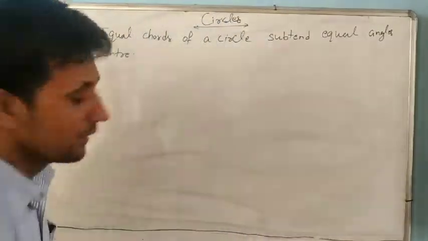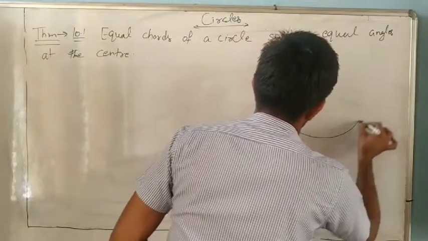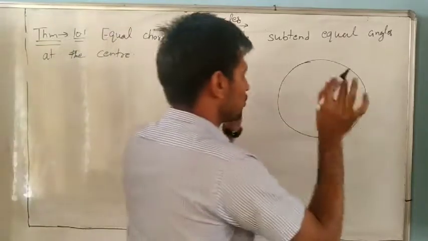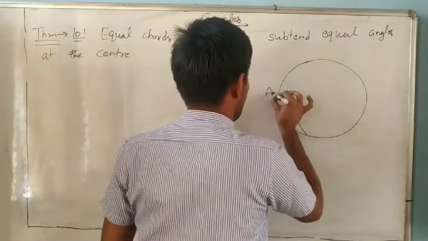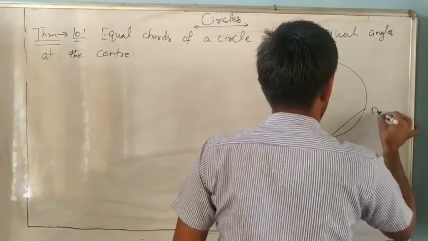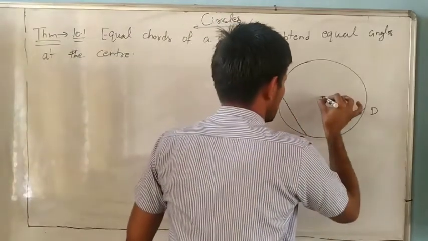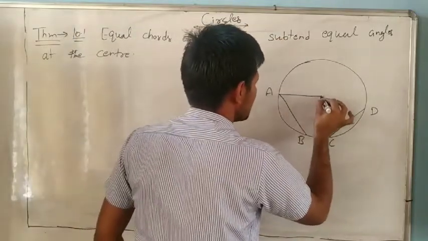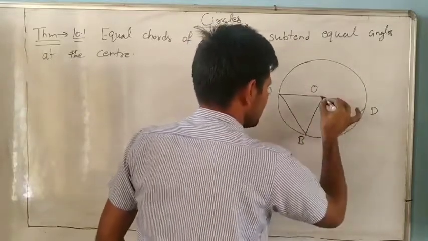We have to prove that equal chords of a circle, any circle is given, and equal chords are given. Any two chords you can take, equal chords. Suppose chord AB, and next suppose you are taking chord CD. Both are equal chords. What is given in the question? Equal chords, and O is the center of the circle. So the angle subtended by chord AB is this one, at O, and the angle made by CD is this one.